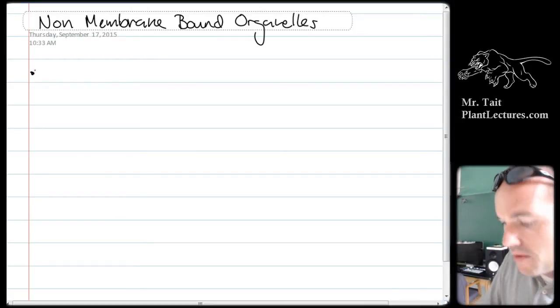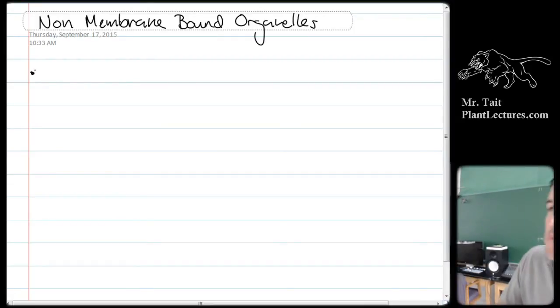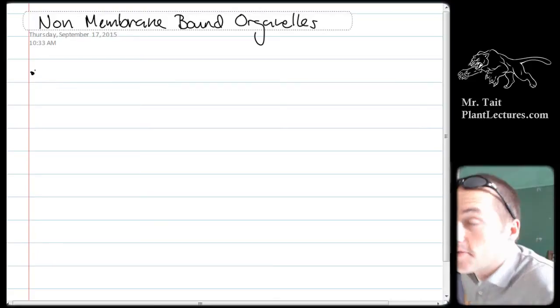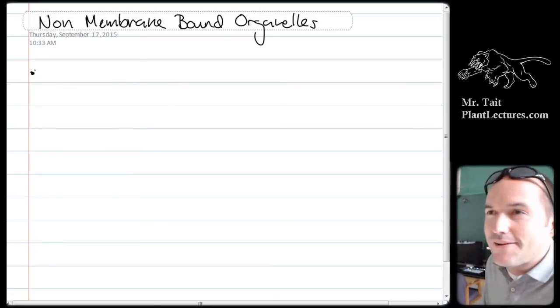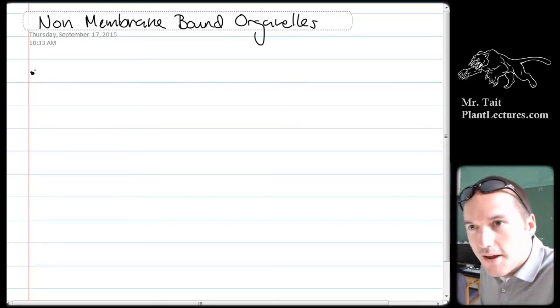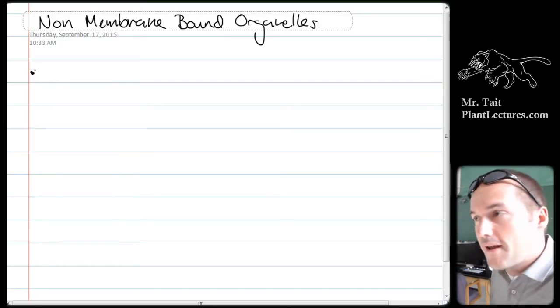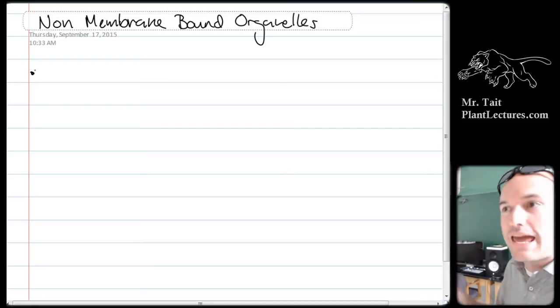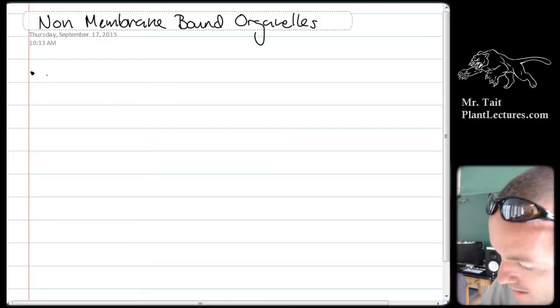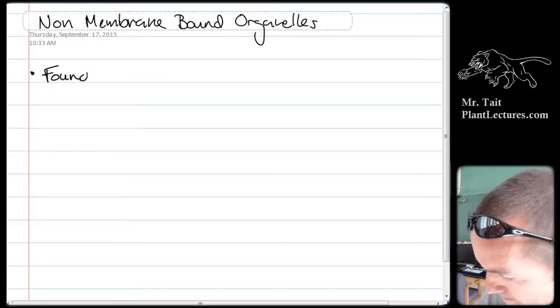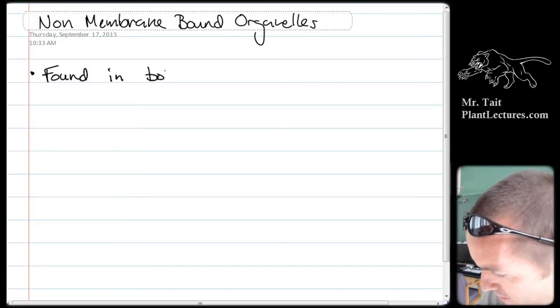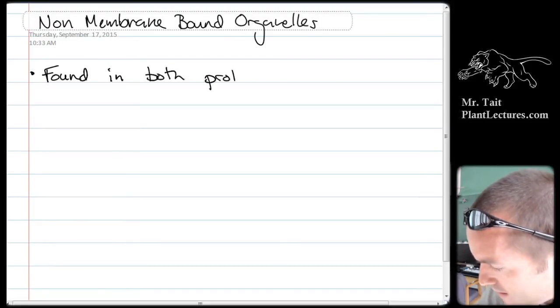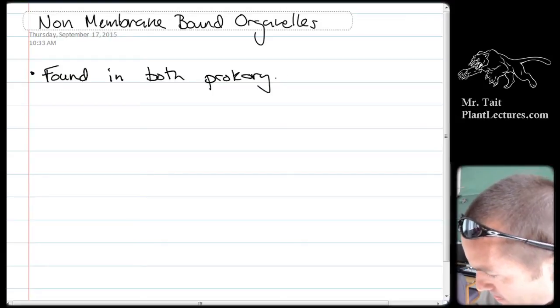So first of all, the really important thing to realize about non-membrane bound organelles is that because they're non-membrane bound, they are allowed to be in both prokaryotes and eukaryotes, because the definition for a prokaryote is that it can't have any membrane bound organelles, but these are non-membrane bound, so they can be in both prokaryotes and eukaryotes. They are found in both prokaryotes and eukaryotes.